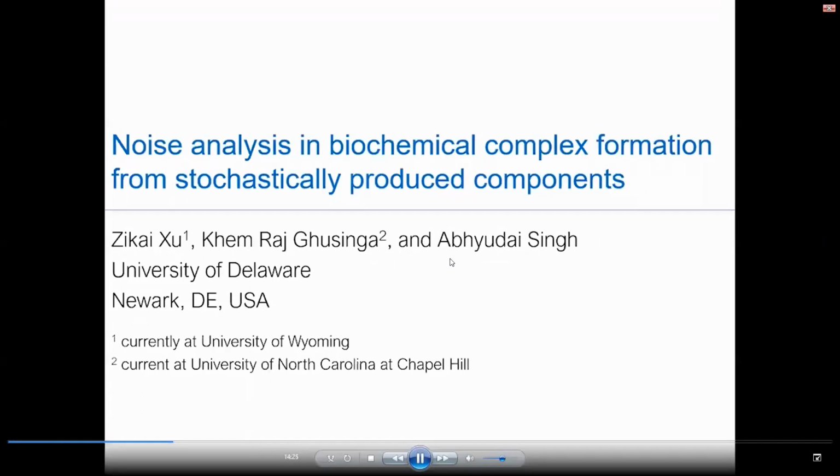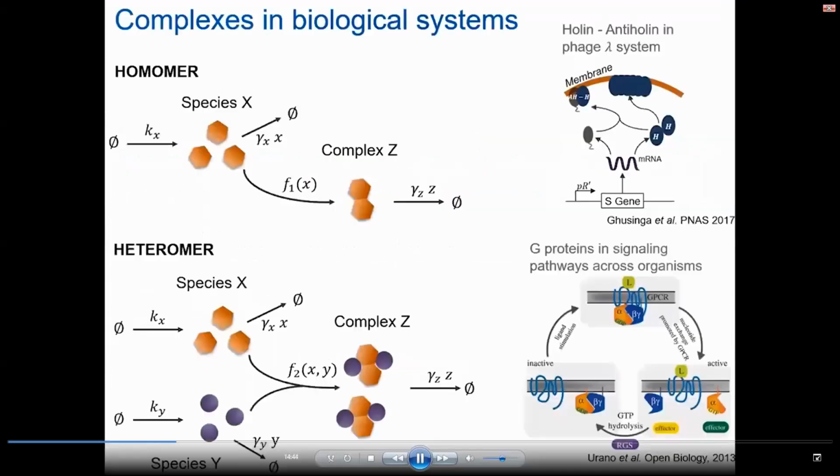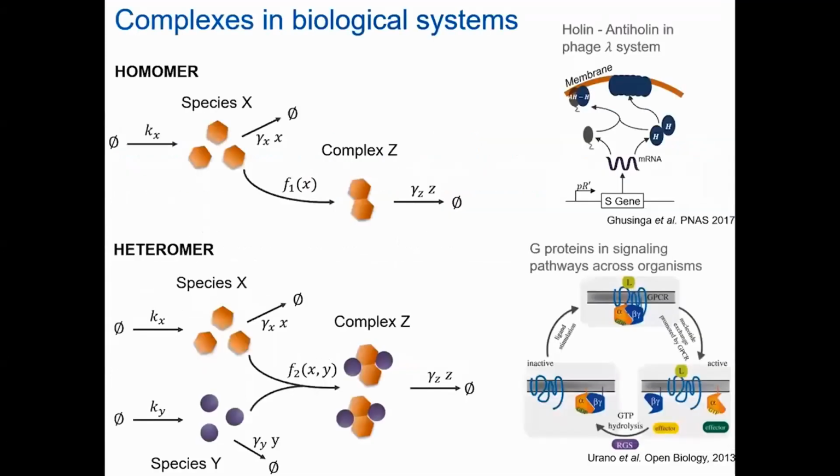I will give a brief overview of our paper titled Noise Analysis in Biochemical Complex Formation from Stochastically Produced Components. This work was done in Dr. Abhi Singh's lab at University of Delaware. Both me and Jikai, who is the first author on this paper, are Dr. Abhi Singh's former students. Complex formation is the process where proteins form dimers or multimers.